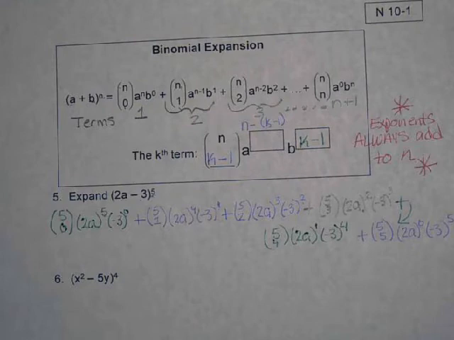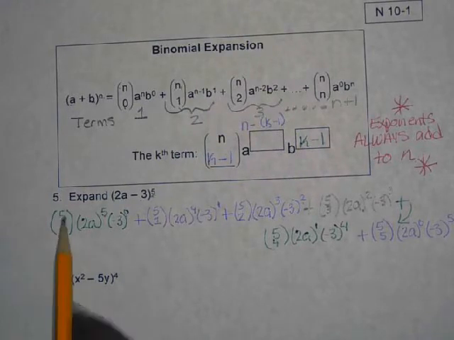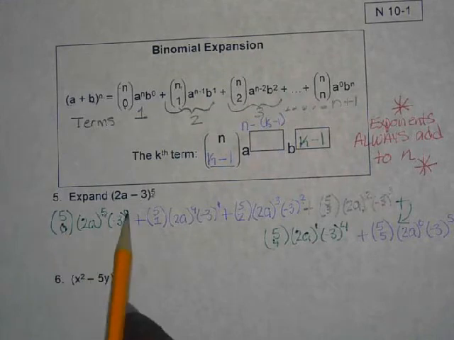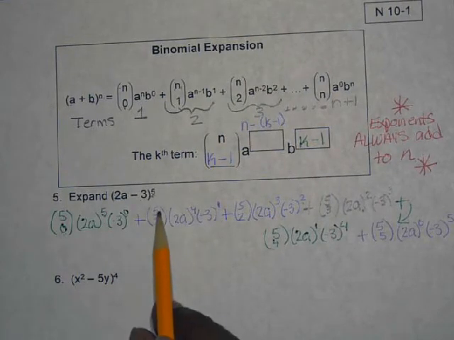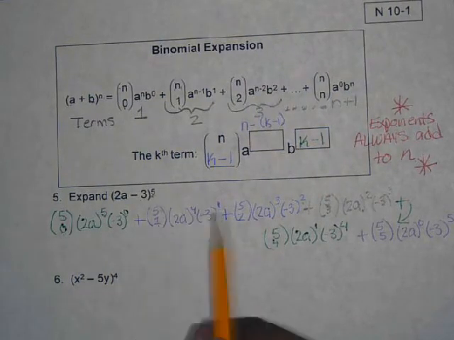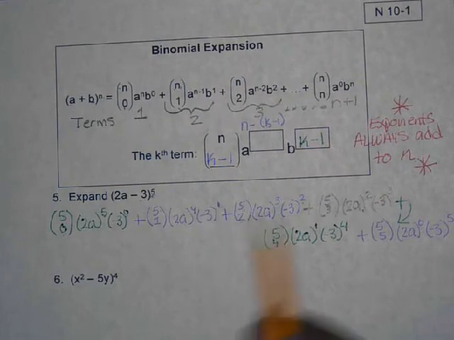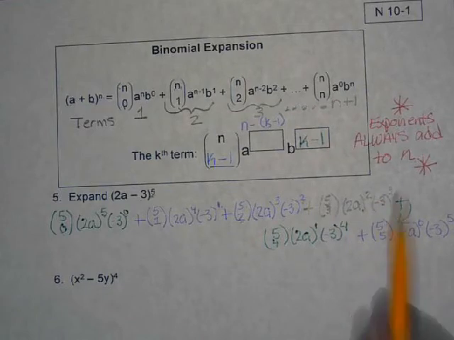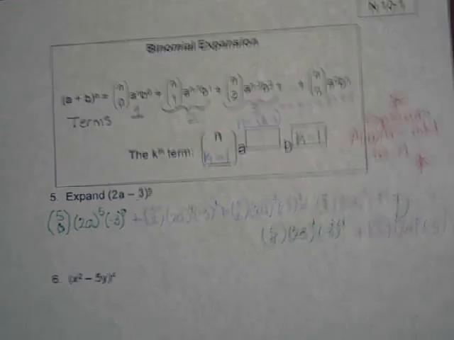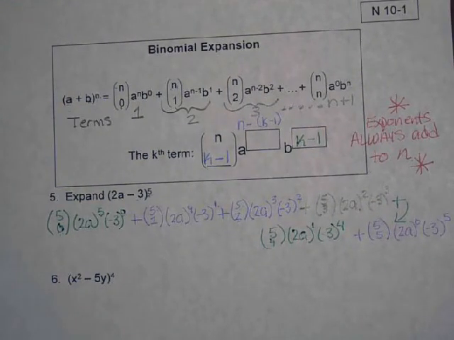So the numbers right here, notice they match my exponents, right? 5, 0, that's my first one. 5, 1, that's my second. 5, 2, that's my third. So that goes with my terms. All right, so let's multiply this out.